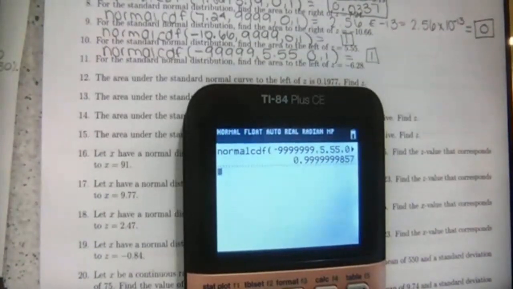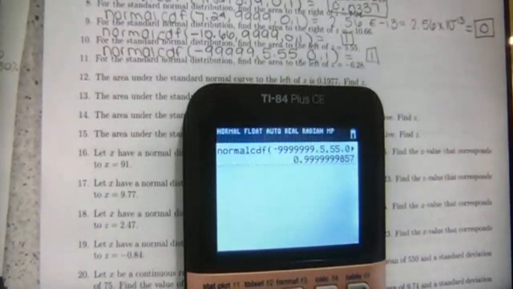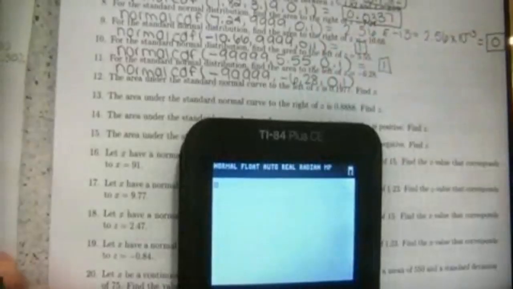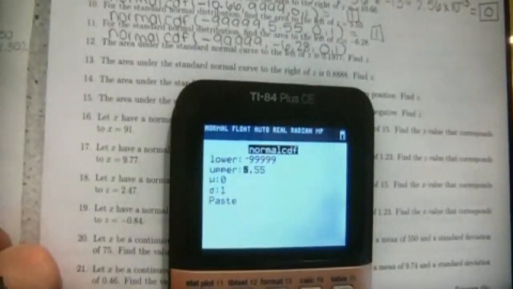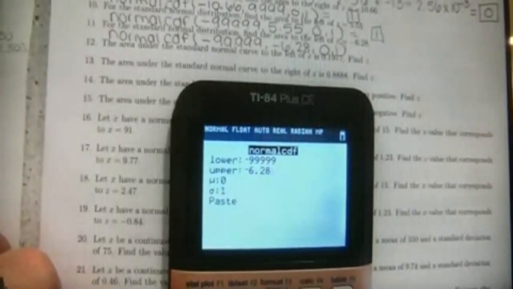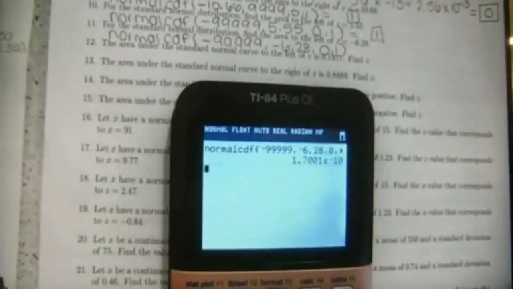We're almost done with these. For standard normal distribution, find the area to the left of z equaling negative 6.28. So still normal CDF. Area to the left, so that means our lower boundary is negative infinity, so negative 99999. Our upper boundary is negative 6.28. Our mean is 0, and our standard deviation is 1. Second bars, normal CDF, negative 99999 for our lower limit, negative 6.28 for our upper limit. Our mean is 0, and our standard deviation is 1.